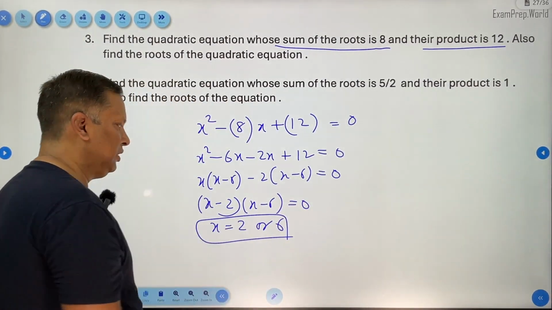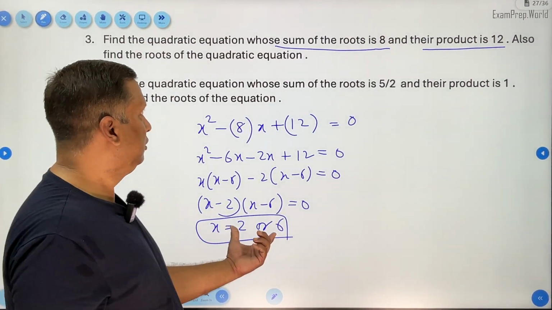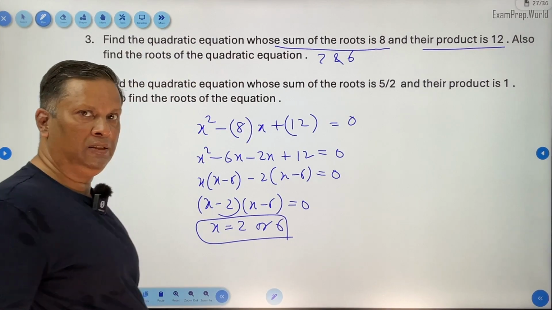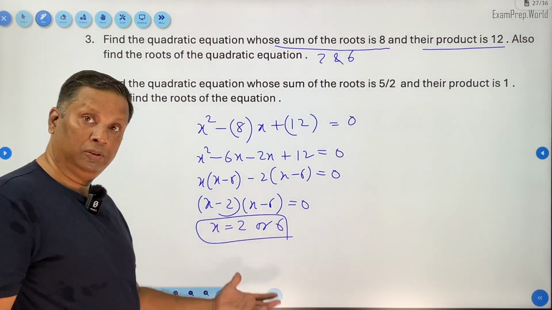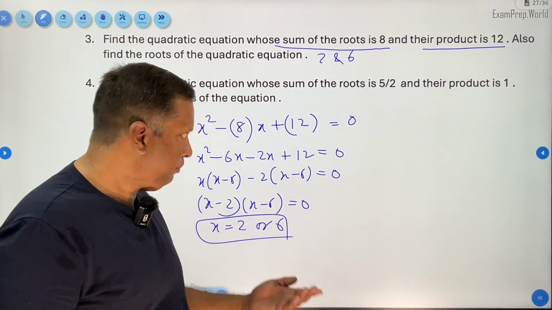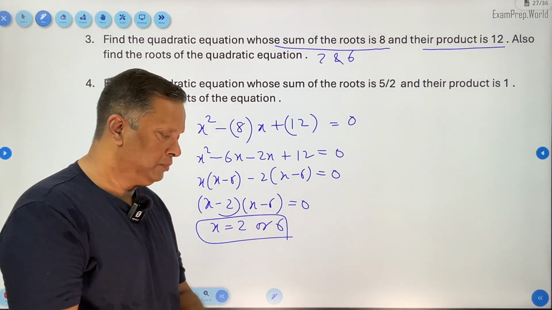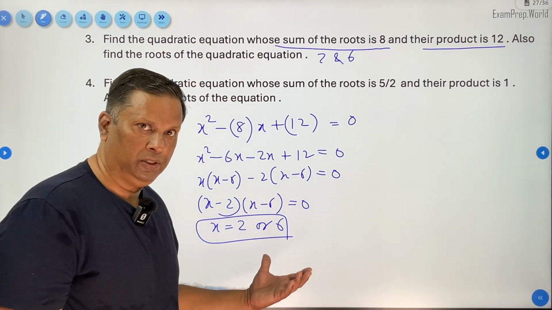So x is equal to 2 or 6. So these are the x intercepts. So our roots are 2 and 6. Okay, easy, right? Pause. Again and again I tell, keep pausing, write, do it yourself on pen and paper, then only you will get these things. Okay.